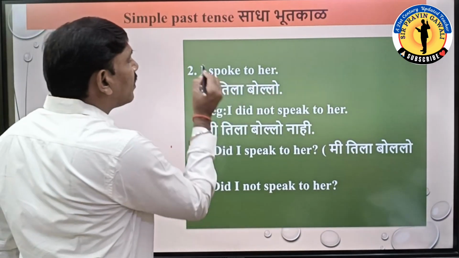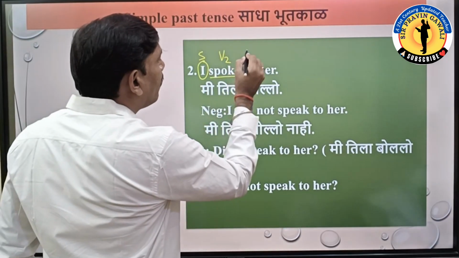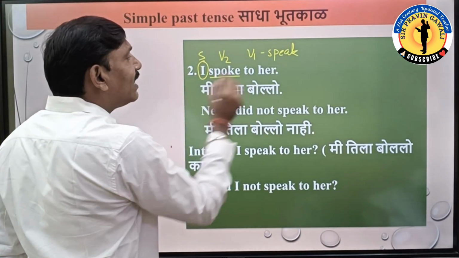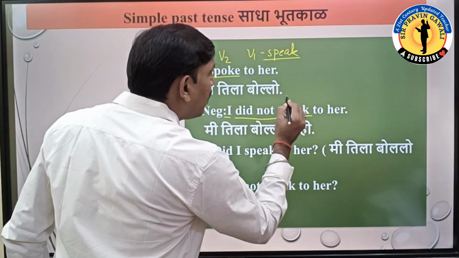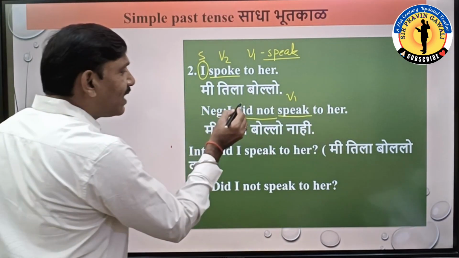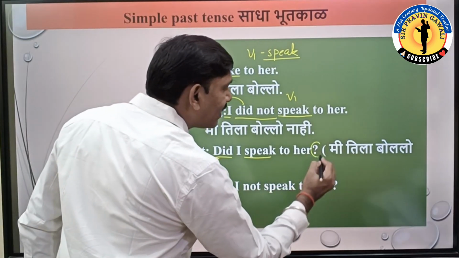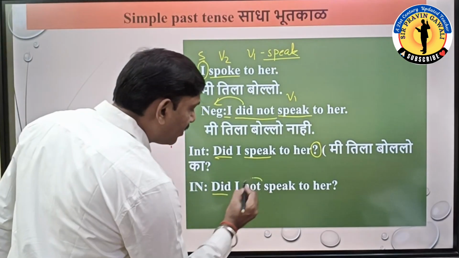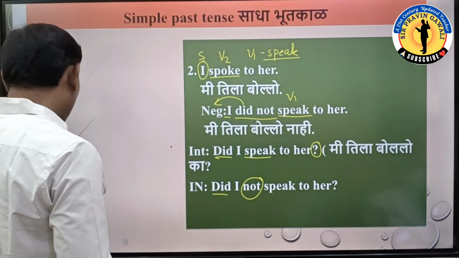See, I spoke to her. I is the subject, students. Spoke is the second form of the verb. The first form of the verb is speak. Don't forget. So while making it negative, we have to use this one. See, I did not speak to her. Now, how to make it interrogative? Just invert it. Did I speak to her? And at the end, the question mark. Okay students, and interrogative negative: did I not speak to her? We just have to add not to the interrogative sentence, and it will be the negative interrogative sentence.